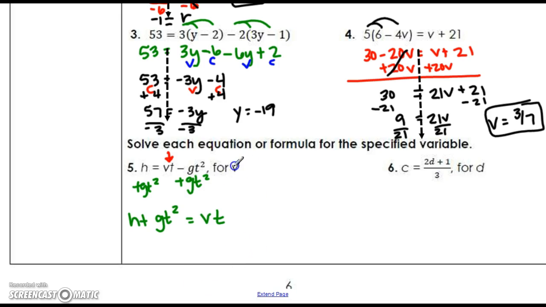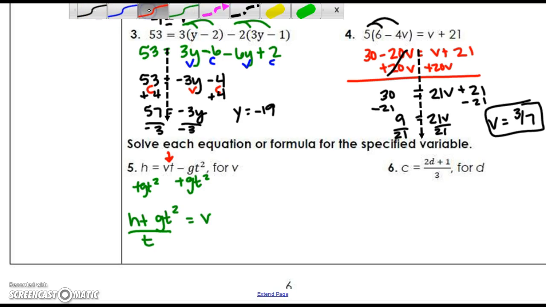Now the last step to get v alone is to undo this multiplication. And how do we undo it? Well, we undo it with division. And we're not going to be simplifying any further with this. We're just going to leave it like that. That plus sign kind of looks like a T, but it's a plus.